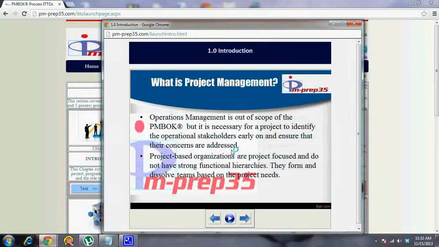Project-based organizations are project-focused and do not have strong functional hierarchies. They form and dissolve teams based on the project needs. So we would see different kinds of organization structures probably in the next chapter.